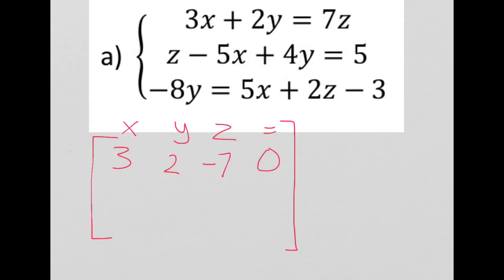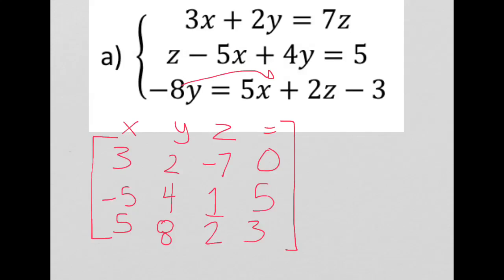Now, next one, our x is going to be a -5, our y a +4, our z a 1, and that is equal to 5. You have to rearrange the equation so that it's x, y, and z. And then the last one, I'm going to say that x is +5. I'm going to say that y is +8. I'm going to say that z is 2. And then I'm going to say that is equal to +3. So think about what I did. I moved that 8 over, and I moved that 3 over. So they both became positive.